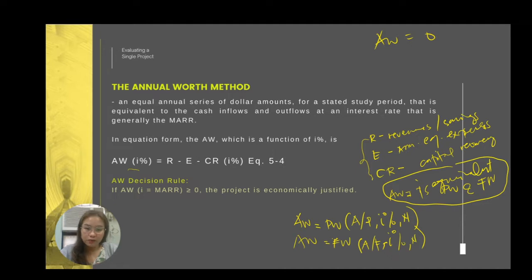So we have, of course, our decision rule. If the project is economically justified, the rule is: i is equal to MARR, and AW is greater than or equal to 0. Okay?